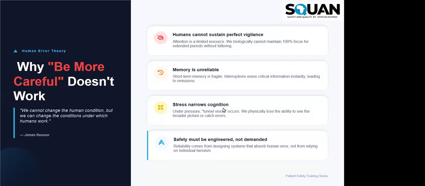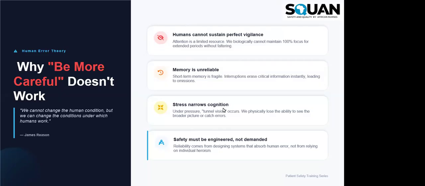Also, safety must be engineered, not demanded, which is why be more careful cannot work, because you can't just say, go and be more careful next time, don't do it again. That can't work, right? Which is what Chika is talking about. You have to engineer it. You have to drill down and find out what really went wrong here. Reliability comes from designing systems that absorb human error, not from relying on individual heroism.